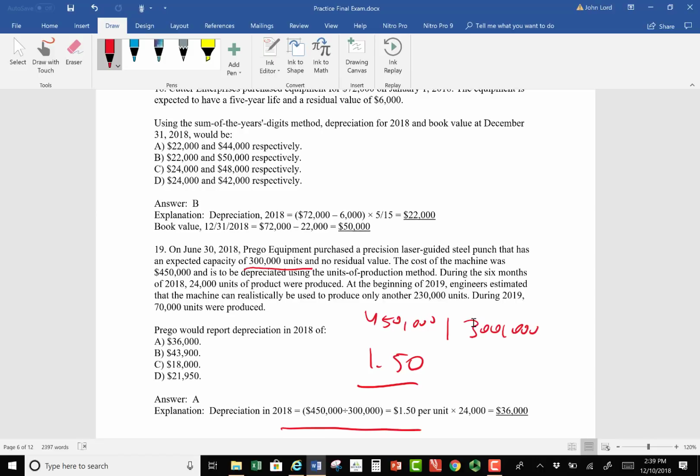And then for this year, they say that they produce 24,000 units. So I take that 24,000, that's 36,000 is the depreciation. In the next year, I guess they use 70,000, so I'd multiply that by 70,000 for year two, if I was asked that. So, I mean, the only trick here, let me say something.